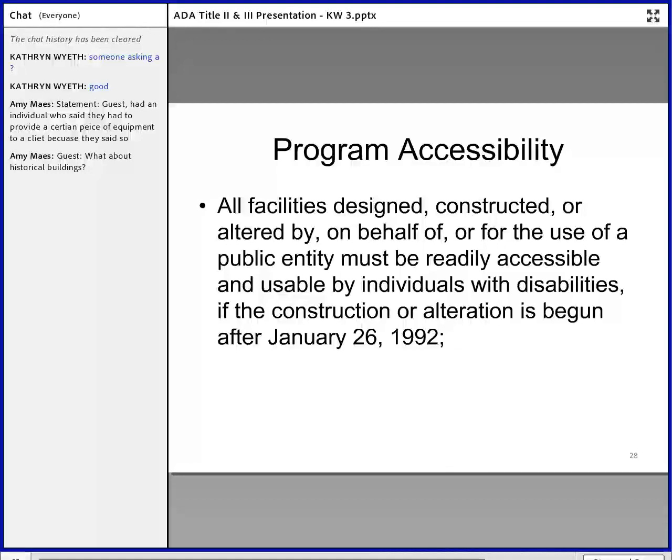It may be that the front side of the building needs to maintain its integrity, but you can throw a ramp on the back, right? So it really just depends on what that looks like. Very good question. Okay. Next slide.